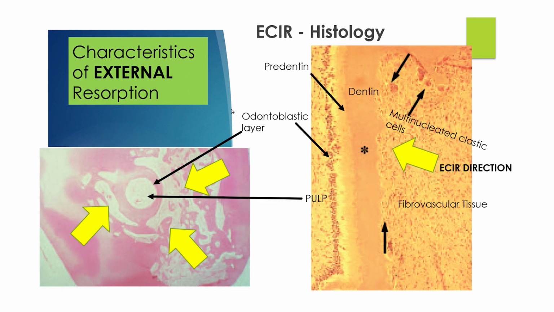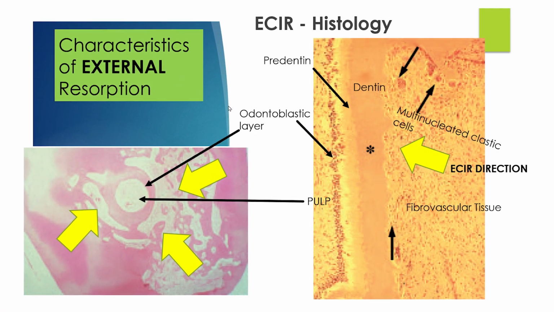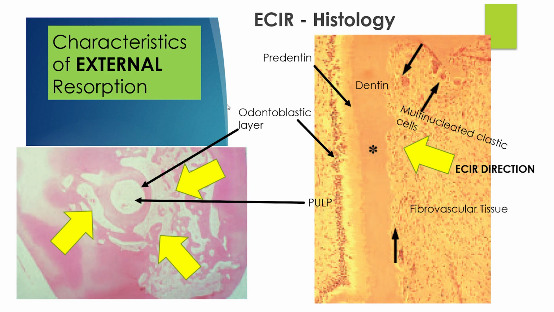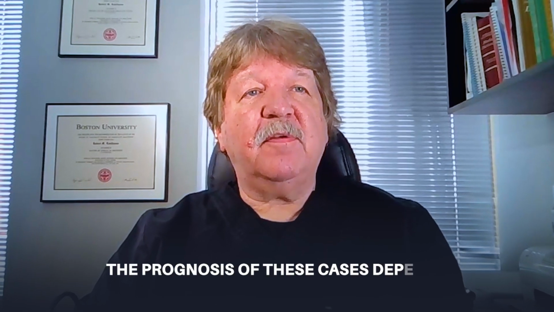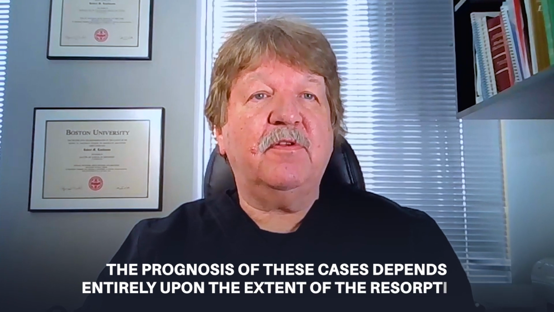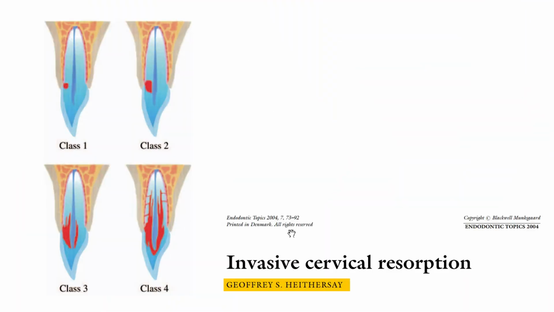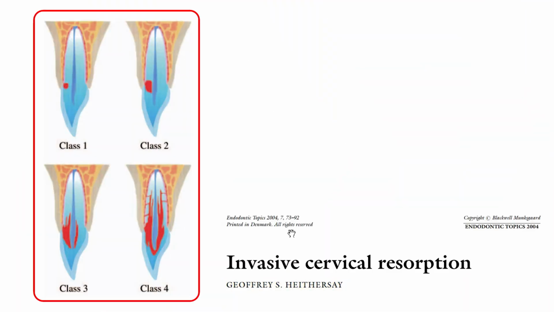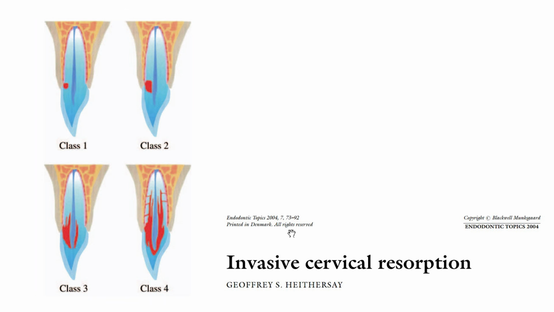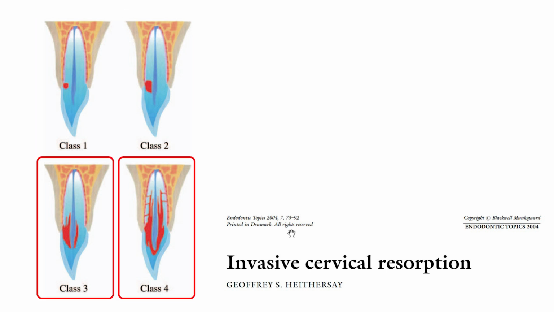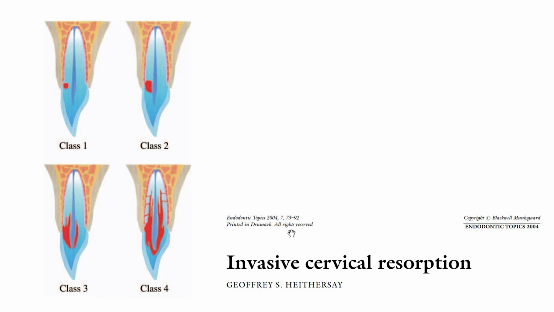Histological evaluation of the area shows a distinct ring of predentin around the pulp space, as shown in the article by Hithersay. The prognosis of these cases depends entirely upon the extent of the resorption. Hithersay classified them into one of 4 classes, and his classification is probably the most common. Class 3 and 4 generally involve extensive amounts of tooth structure that is frequently too great to be able to be repaired, and those teeth often require extraction. Again, this is best evaluated with cone beam tomography.